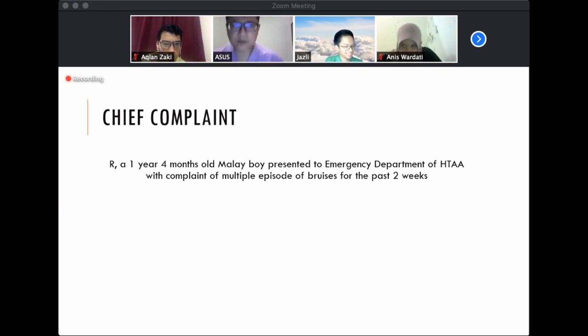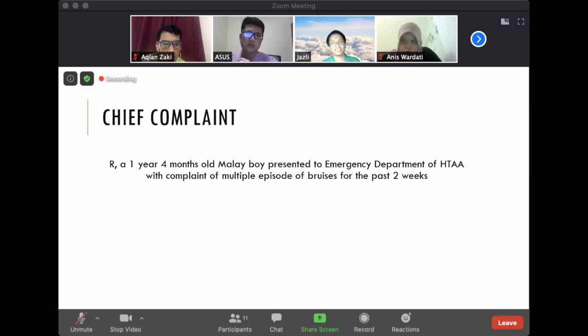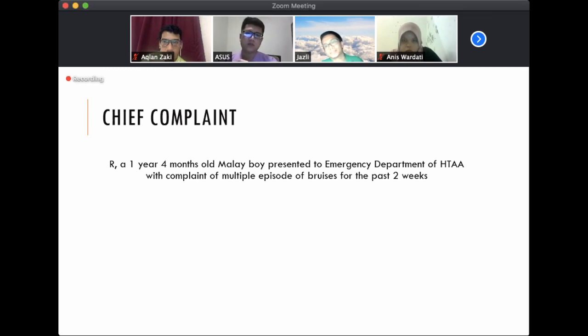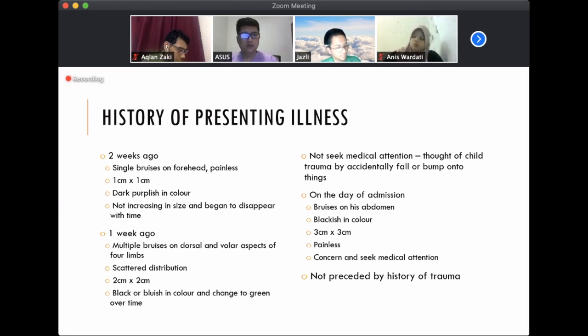Okay, so I will present a case of a 1 year 4 months old Malay boy presented to the emergency department of HTA with a complaint of multiple episodes of bruises for the past 2 weeks. He was apparently well until 2 weeks prior to admission, when the mother noticed a single bruise on his forehead that was painless, measuring around 1 cm by 1 cm, dark purplish in color, not increasing in size and beginning to disappear with time.